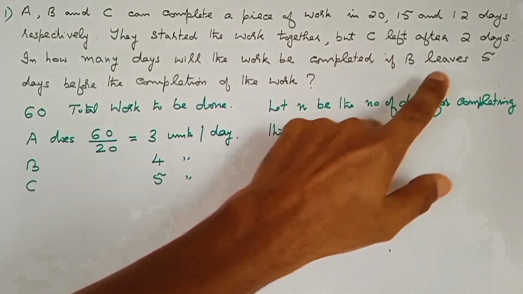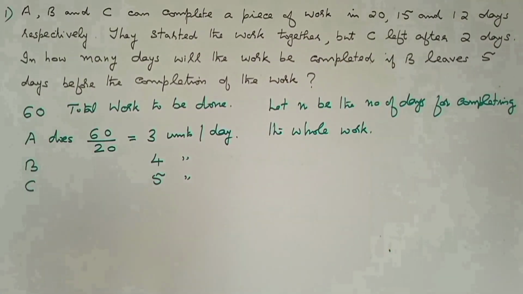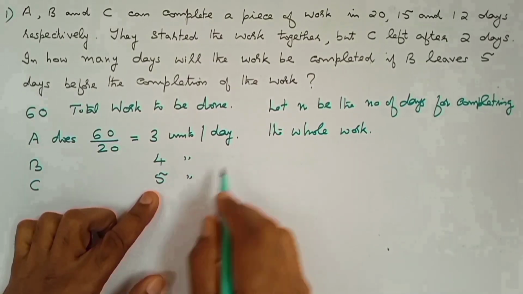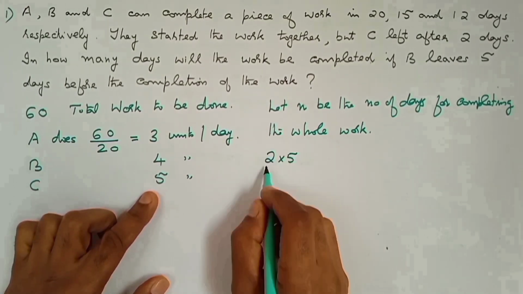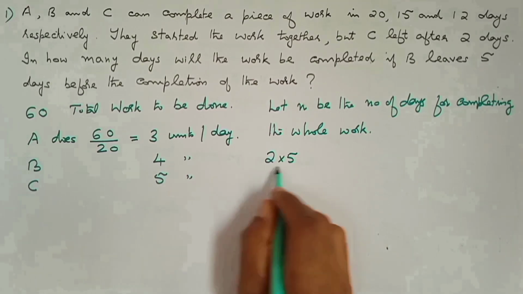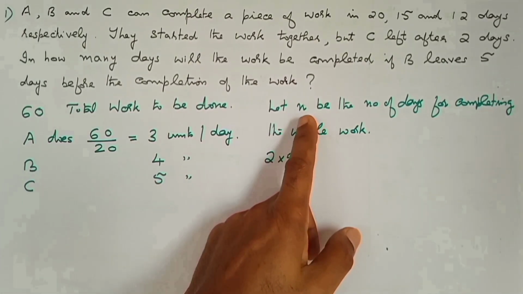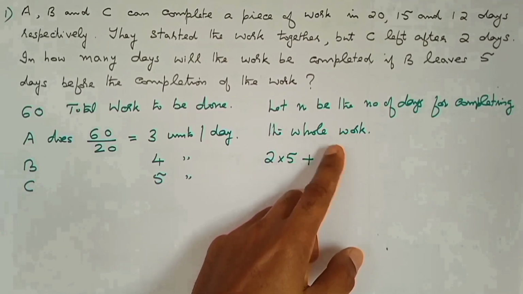But C left 2 days after, which means what? He does only 2 days works. In one day he does 5 units. So in 2 days he will do 2 into 5 units of work. So this is what C does. Now look at the assumption. N is the total number of days rather they take to finish the work.